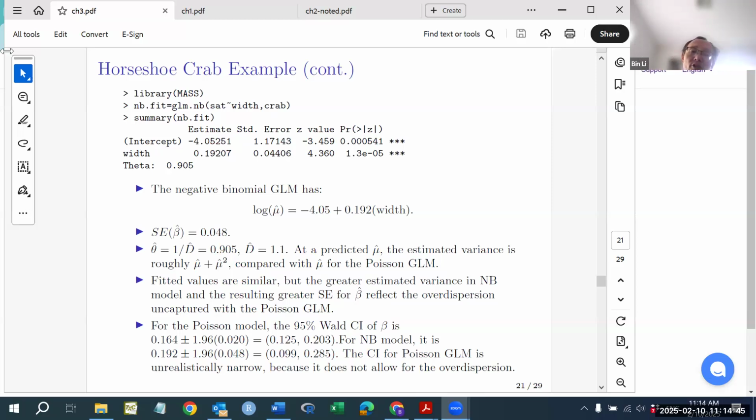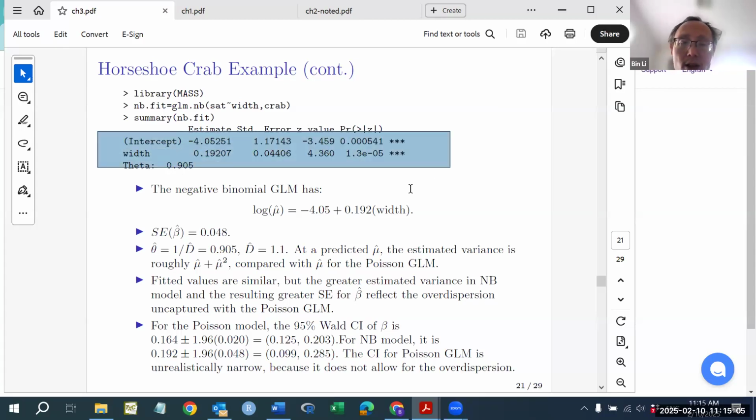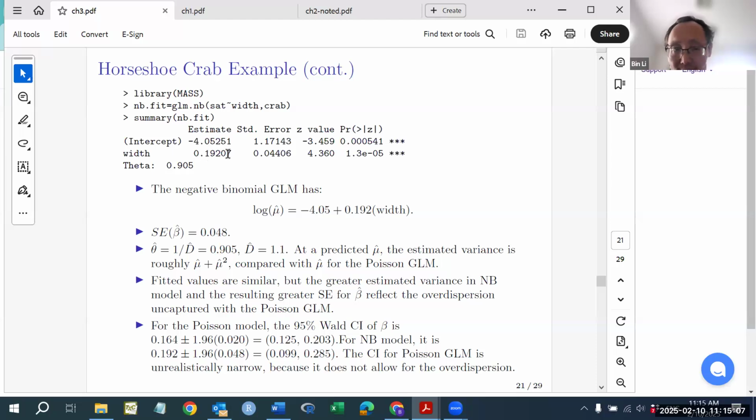So in R, there are many ways to fit the negative binomial. Here I'm just using a function called glm.nb, which is a function in the library MASS to do the negative binomial. That's the number of satellites over the width, the crab data set. So you can see for the negative binomial model, we have the intercept and the width estimates, the corresponding standard errors, and the z values and p values. Okay, so they are both highly significant.